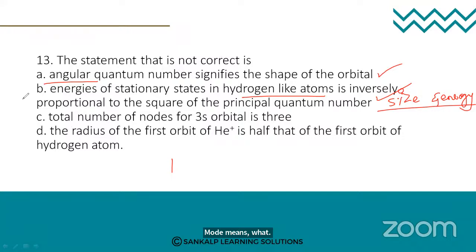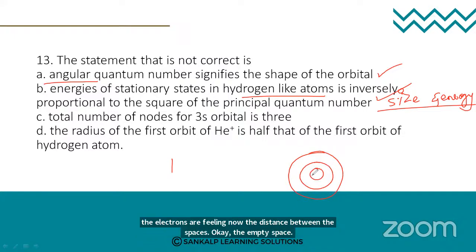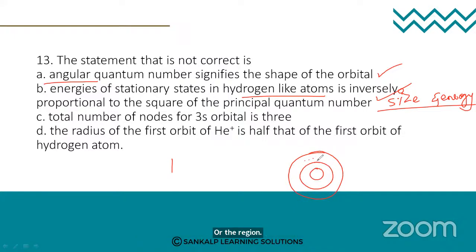So it is the region, or the space. Now electrons are there. Now the electrons are filling. Now the distance between the spaces, the empty space or the region, where you cannot find any electron.